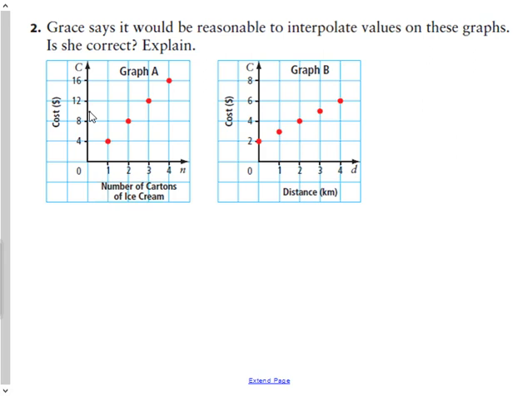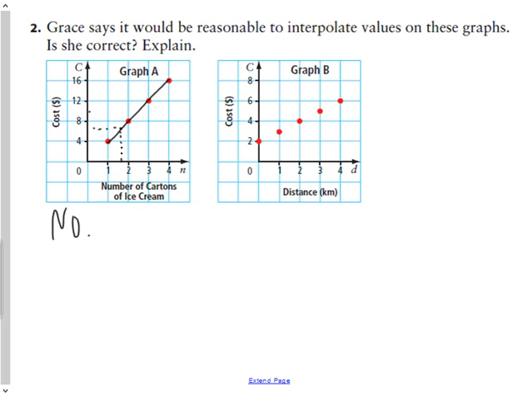Question 2 is the first question we did. It says, Grace says it would be reasonable to interpolate values on these graphs. So if you are interpolating, what you can do is connect the dots and read between them. So the first one, this one here, no, it is not okay to interpolate. And the reason why is you cannot buy half a carton of ice cream. You cannot go to the store and say, I would like to buy 1.5 cartons of ice cream and it would cost you $6. Impossible. So because you can't buy half cartons, the answer is no.